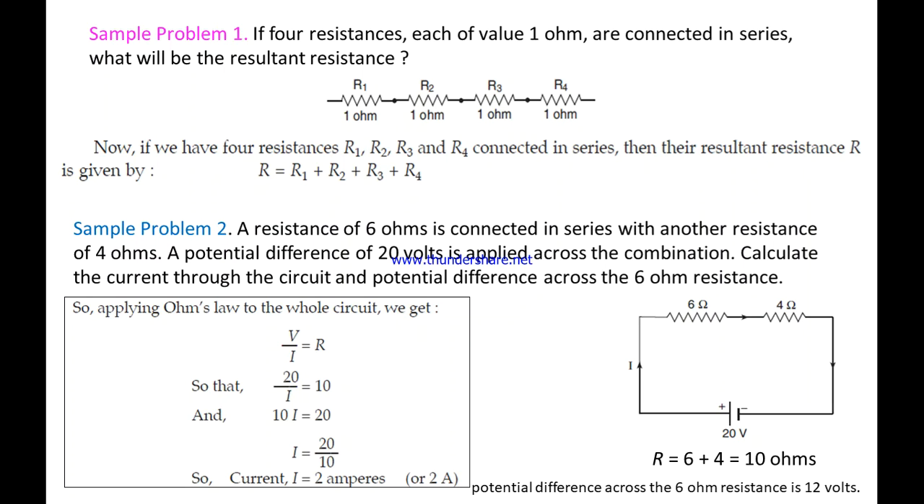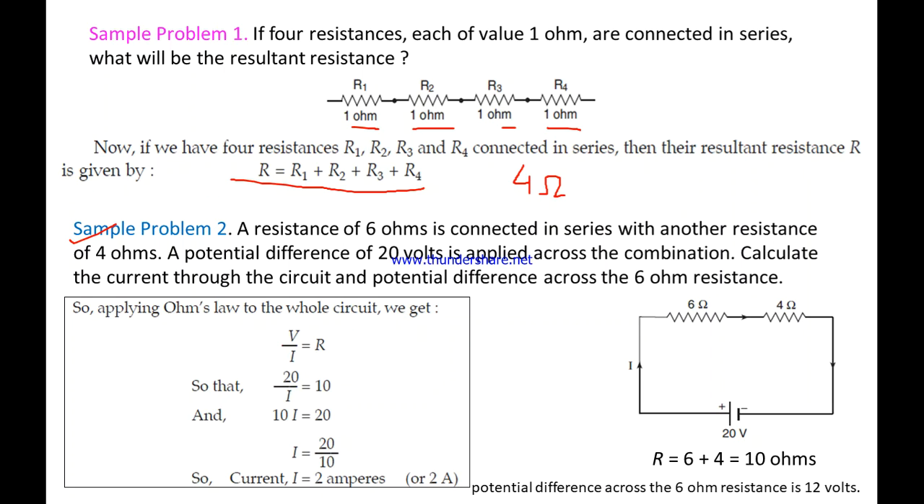We have a question: if four resistances, each of the value 1 ohm, are connected in series, then what will be the resultant resistance? So here are the four resistances connected in series. According to the formula we can write R equals R1 plus R2 plus R3 plus R4. If we add all the terms, the values are the same, and we will get the equivalent resistance as 4 ohms.